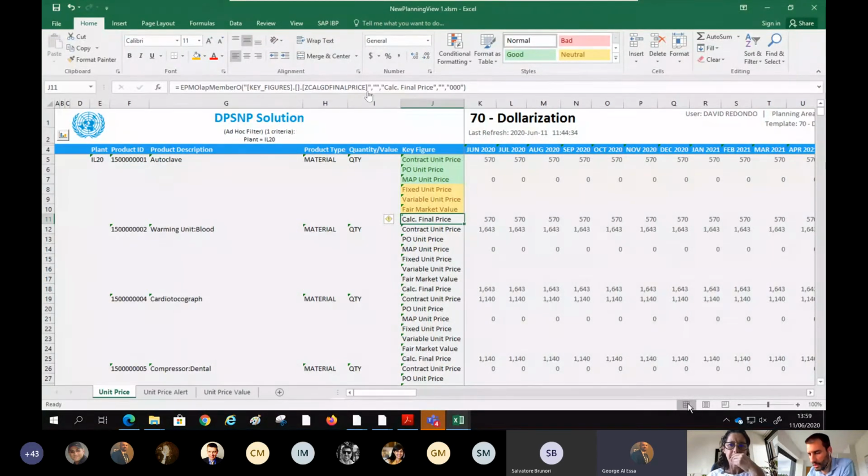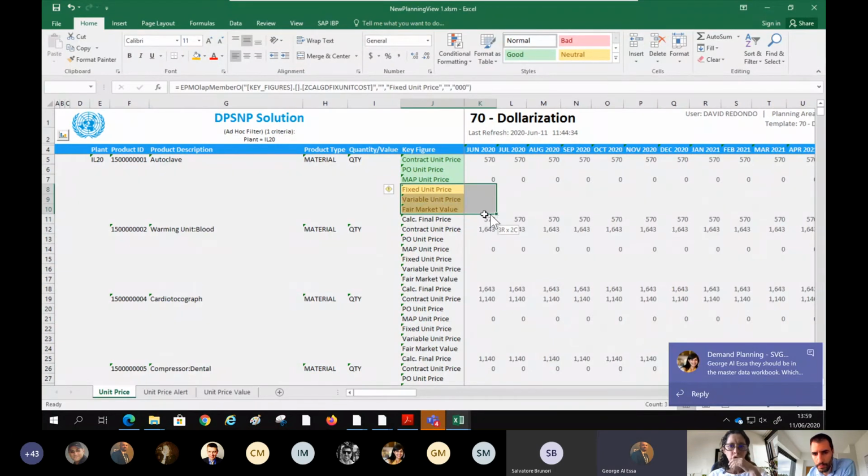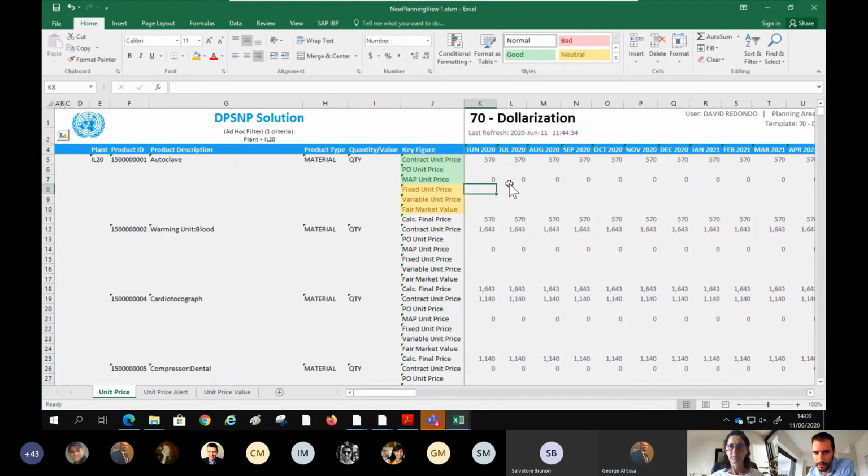George, maybe because I didn't explain that correctly. When we say that they are editable, they are not editable in the dollarization template, because this is master data, right? We will show next week how to edit and maintain the prices, but not in the template. In the template, the system is displaying the prices as they come from the master data, and the contract MPO and MAP as they come from production.